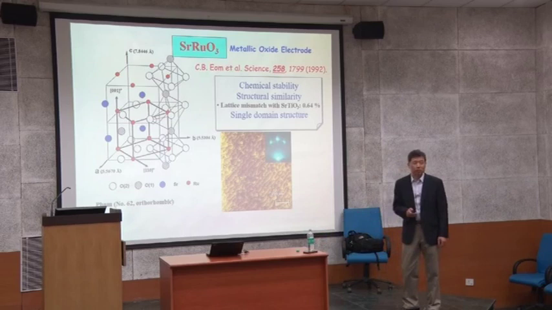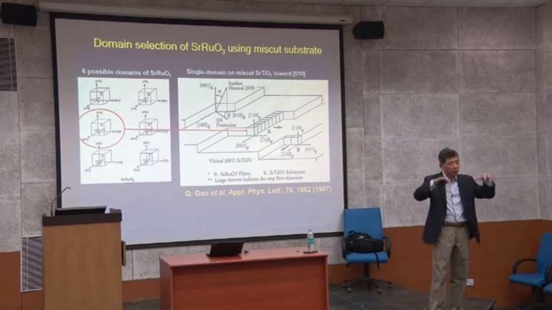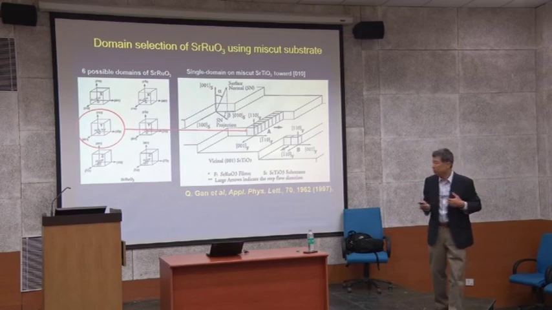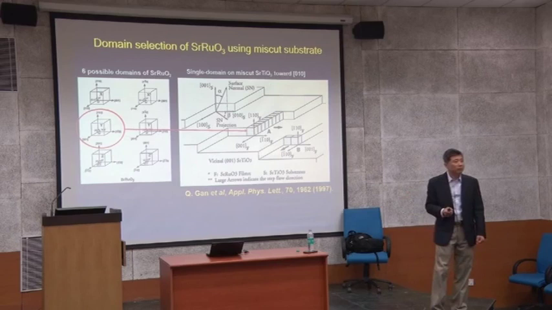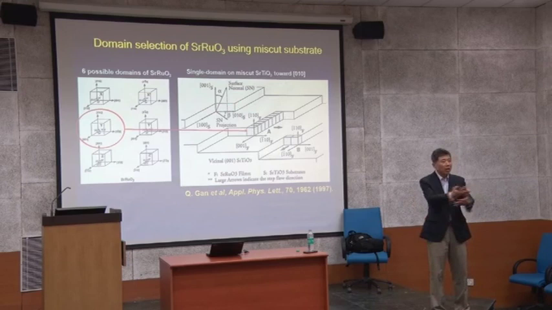The trick is very simple. Look at the surface. The surface has steps. When you heat the surface of the substrate to high temperature, it forms some steps. The steps can form in different ways, and they run along either one direction or another, because step formation is due to surface energy. You want the lowest surface energy.